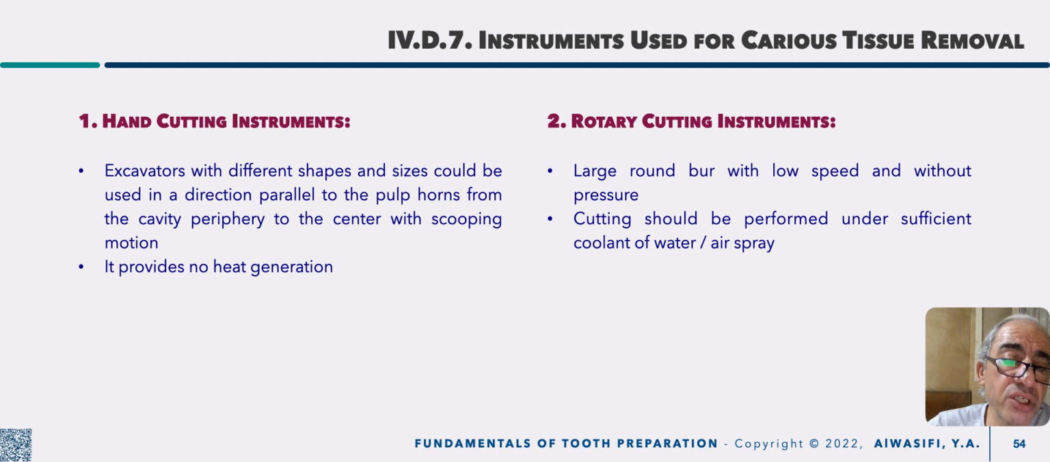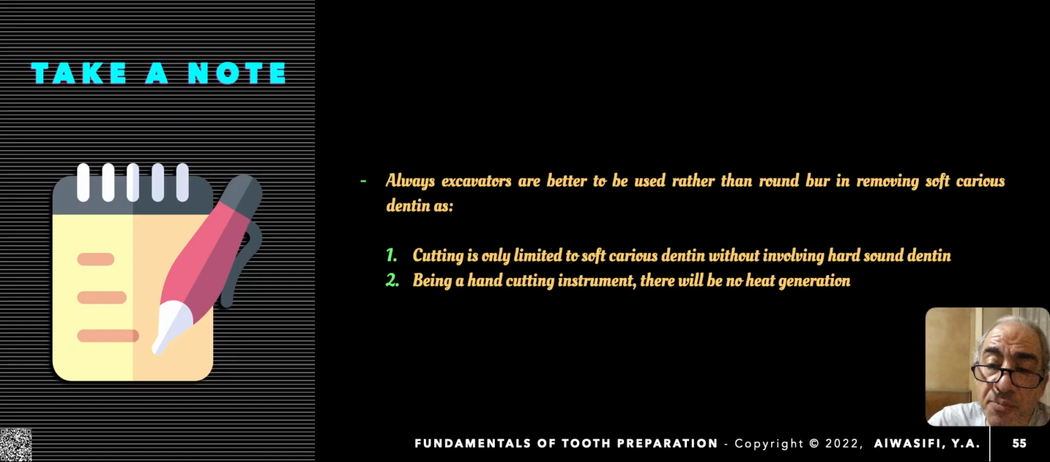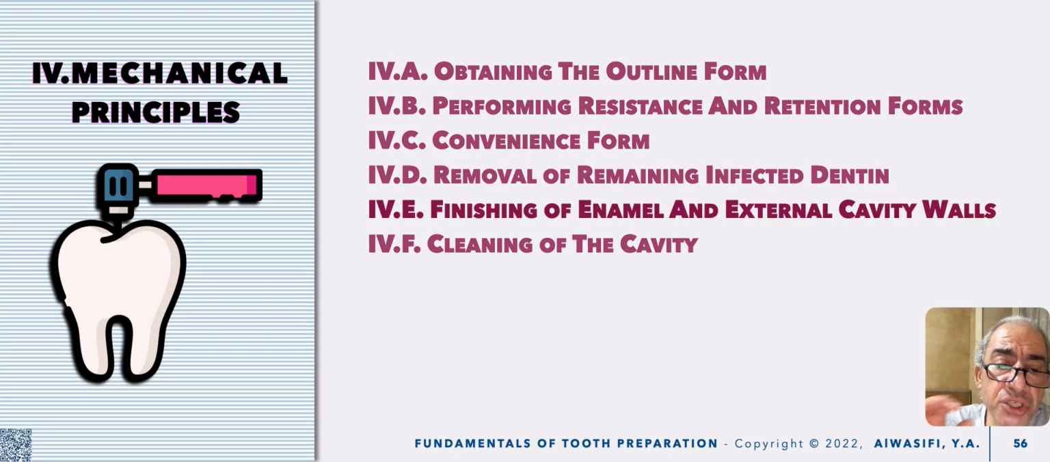It provides no heat generation and removes only defective tissues. These are the advantages of using hand cutting instruments in general. For rotary cutting instruments, we use a large round bur because this round shape suits being parallel to the recessional lines of the pulp, with very low speed, without pressure, under sufficient coolant water air spray. Again, excavators are better than rotary instruments because their cutting is limited to removing carious tissues, and being a hand cutting instrument, there will be no heat generation.